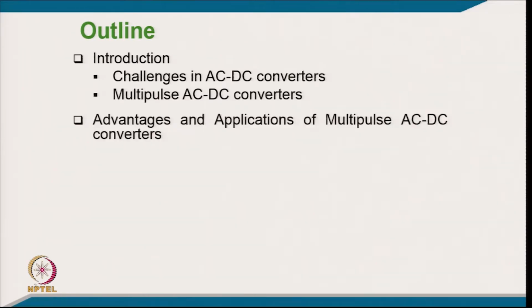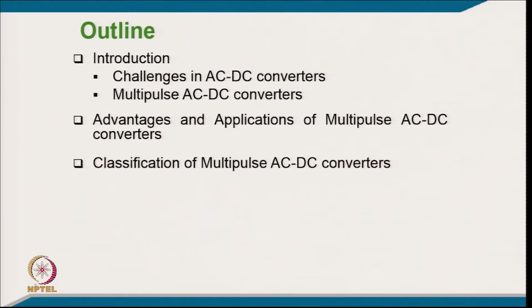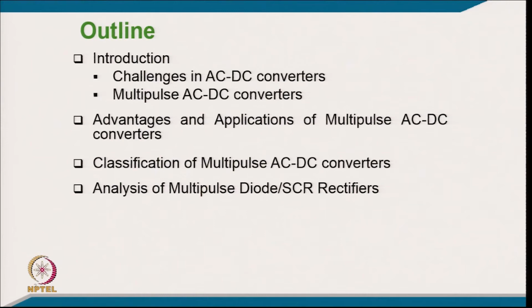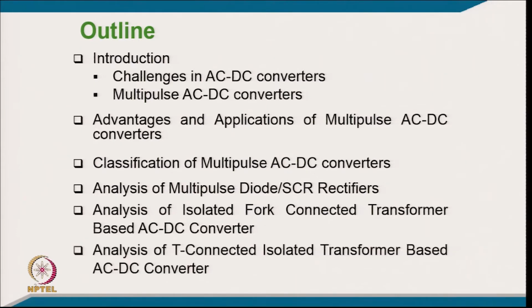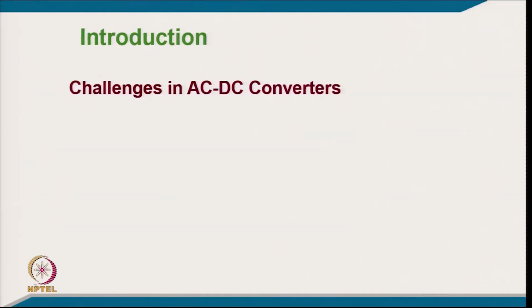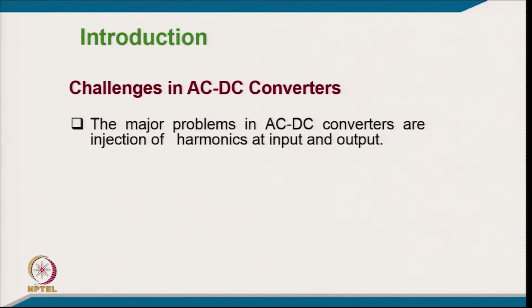will talk about the multipulse AC-DC converter, and we will discuss the advantages and applications of multipulse AC-DC converters, then the classification of multipulse AC-DC converters, analysis of multipulse converters with diode and thyristor rectifiers, then an analysis of isolated fork connected transformer based AC-DC converter. We will talk about the analysis of T connected isolated transformer based AC-DC converter, and then of course the challenges in AC-DC converters are the major problems.